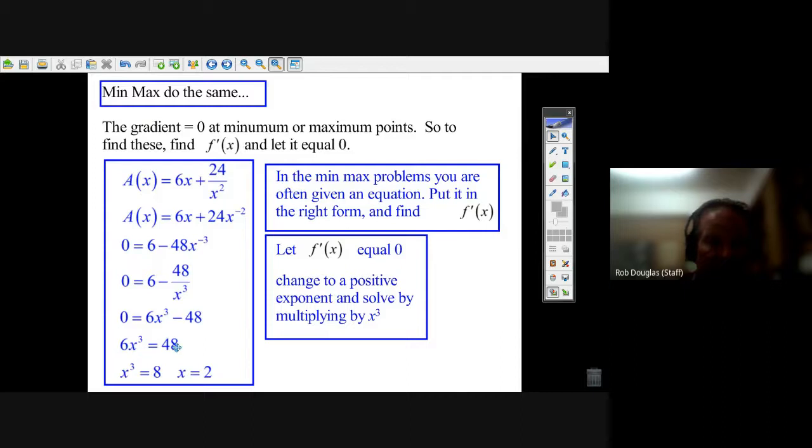Divide both sides by 6. 48 divided by 6 is 8. 6 divided by 6 is 1. Now, x cubed equals 8. All you do is take the cube root of 8 in your calculator, and it'll tell you it's 2. 2 to the third power is 8. So you're often given this equation, almost always actually, and you put it into the right form, and then you find the derivative. Then you let the derivative equal 0, and you make sure you change it back to a positive exponent, and then multiply everything by what's in the denominator, and you get to the answer. It's a bunch of marks, and it's not super hard. Okay, so there we go.